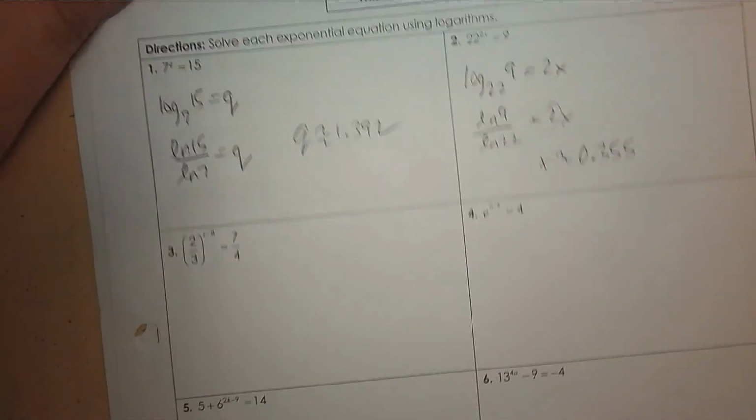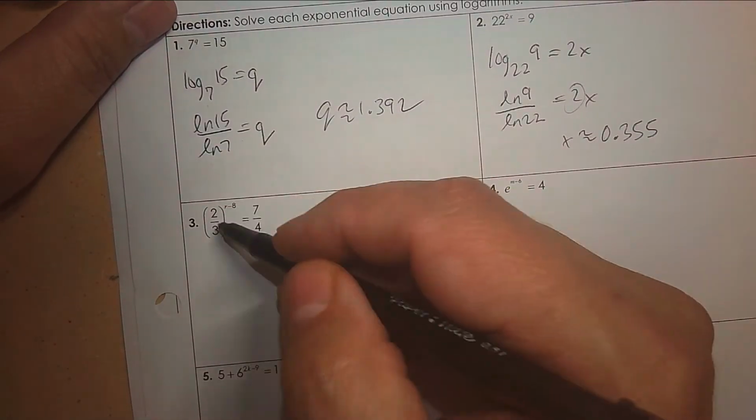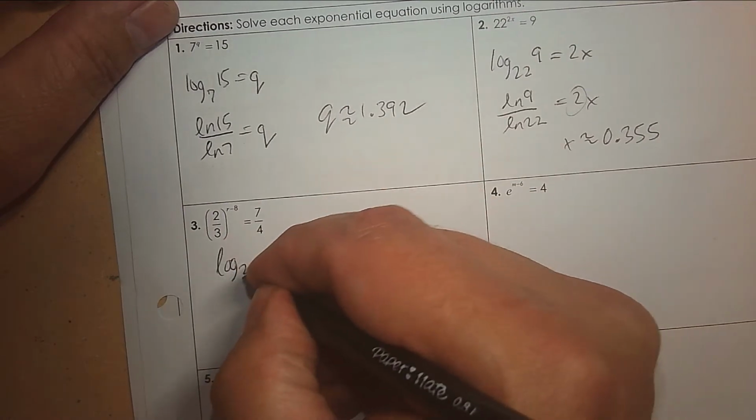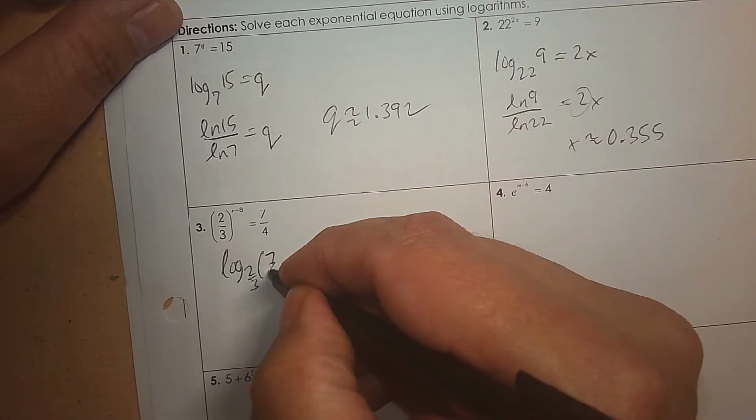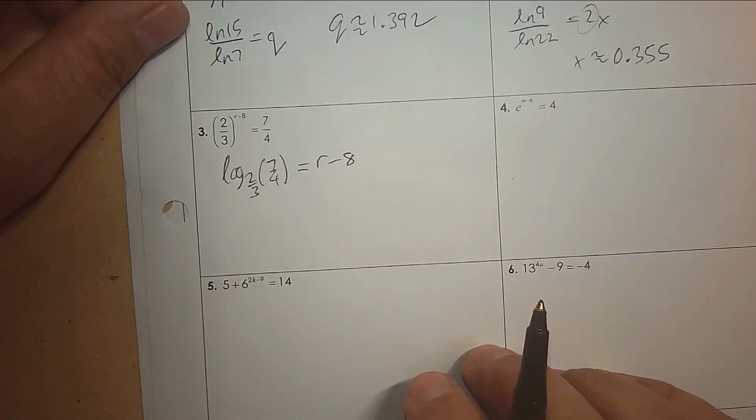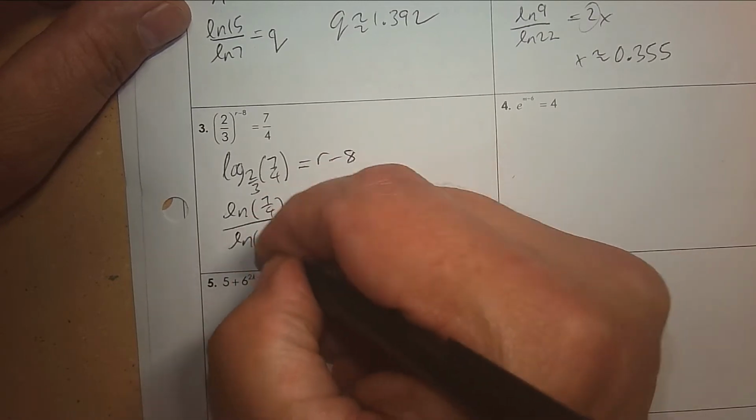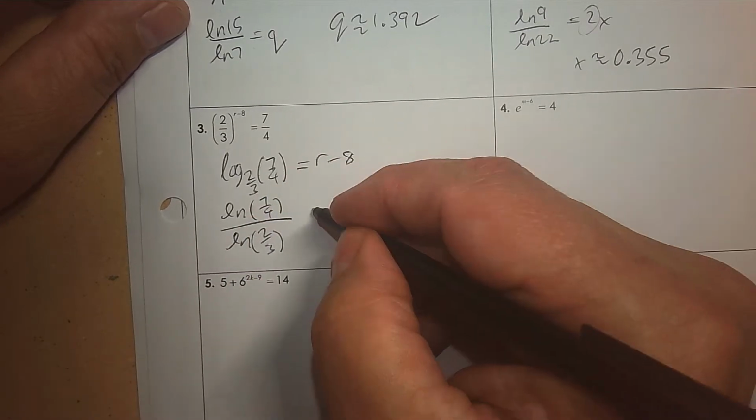All right, number 3, we already have the base and exponential part isolated. So we're going to write down the log. The base is 2/3, inside is 7/4, and then the exponent is r subtract 8. So in our calculator, we're going to go ln 7/4 divided by ln 2/3, and then to that answer we'll add 8.